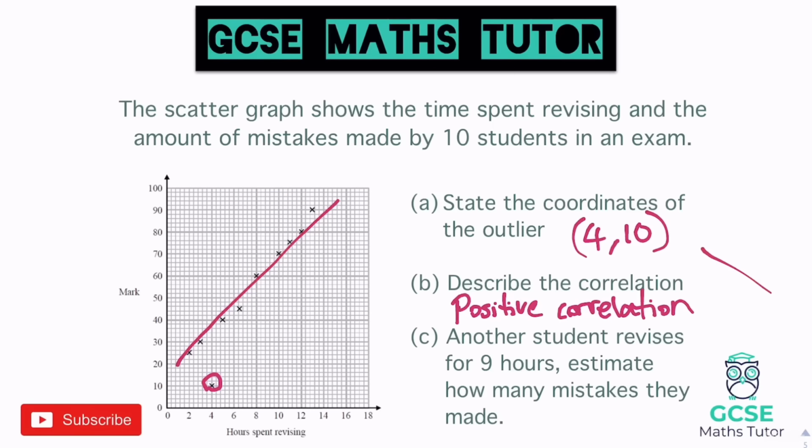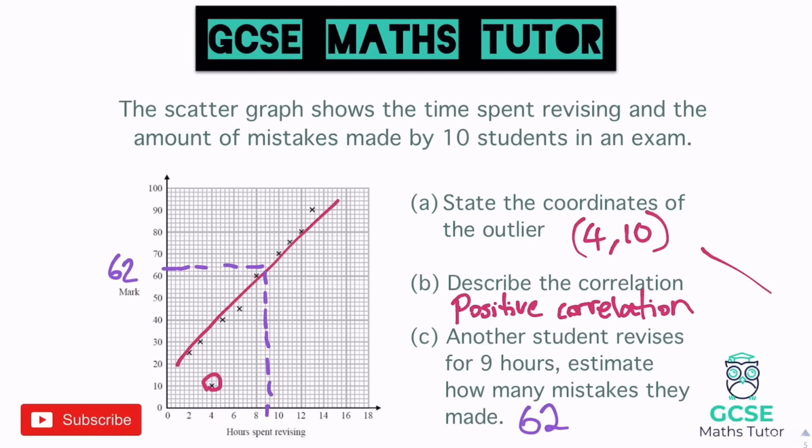So that's what we use this line of best fit for. So 9 hours is down here in between 8 and 10. So very, very carefully going up from 9, hit your line of best fit, and bounce off to the other side, and then as accurately as you can read that. On my screen it looks around 62, so I would say 62 marks would be an estimate for the amount of mistakes that they would make.